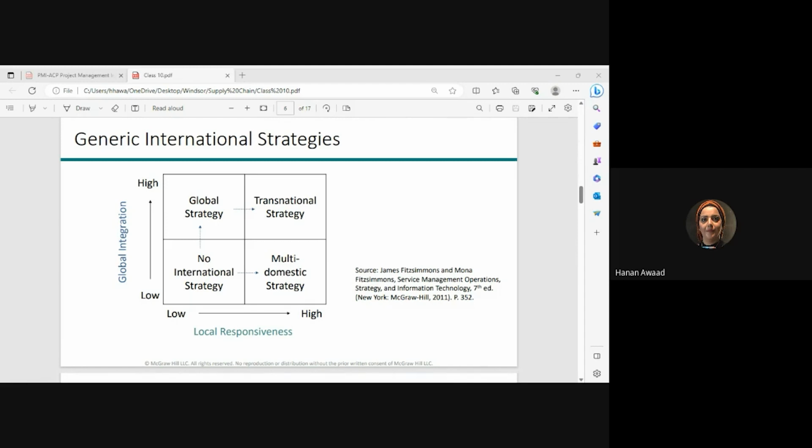Hotel chains. Okay, yes, please tell us more. Yes, I consider that hotel chains work internationally. They have the same global strategy. For instance, Hilton or Hyatt also have an international strategy plus multi-domestic. For instance, they purchase local products.